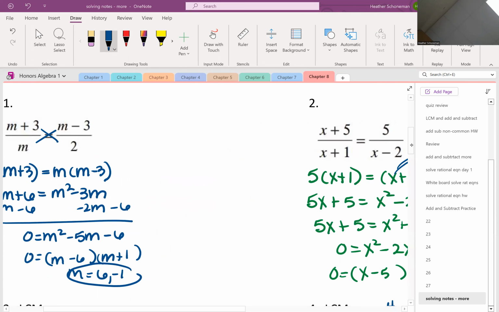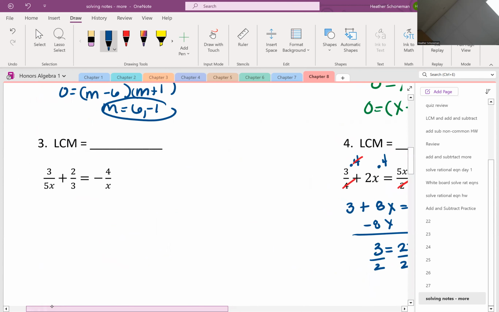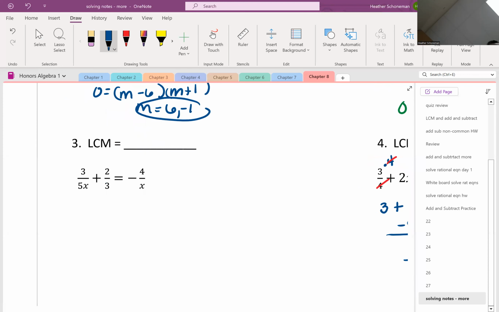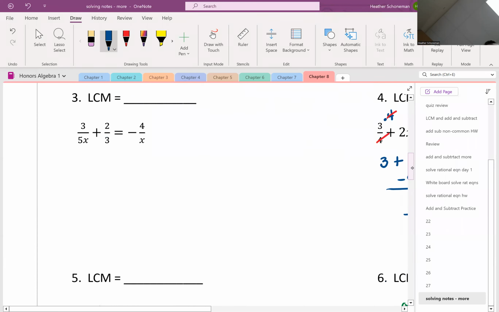Okay, let's look at the next one. Number 3. Now this one is different than the ones above because this one has more than 2 fractions. So we can't set it equal to each other. It's not a proportion. So in this one, we're going to clear the fractions. So we have to look at the denominators. My only denominators are 5, 3, and x. So my least common multiple would be 15x.